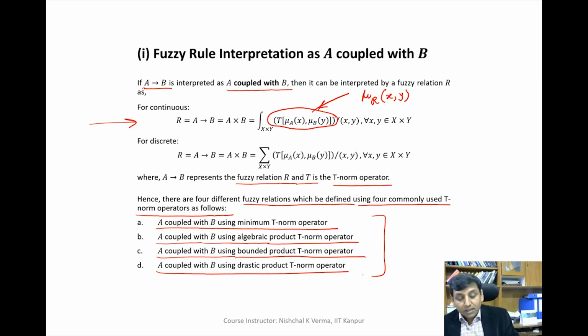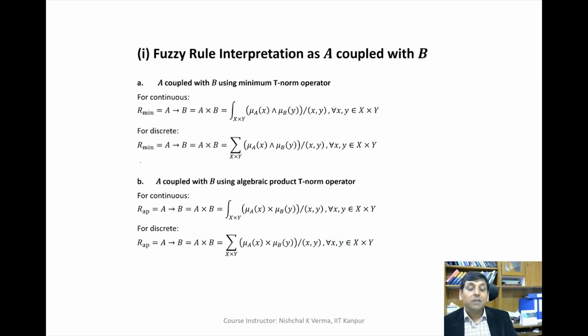And this was for the continuous. On the same lines we can get R for discrete, the relation matrix, the relation between A and B for discrete fuzzy sets. So let us now go one by one. Fuzzy rule interpretation as A coupled with B, where A and B are coming from the fuzzy if and then rule.